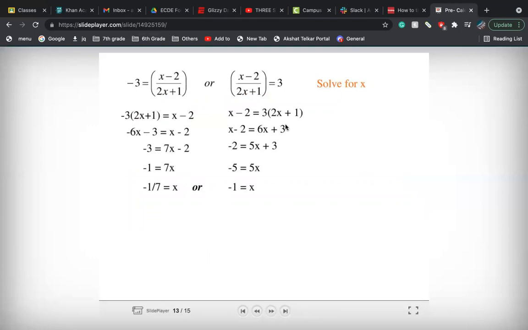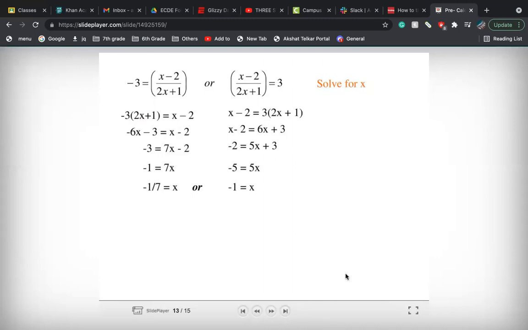And for both solutions, you want to multiply 2x plus 1 by 3. And that will give you x minus 2 equals, I'm looking at the right section right here, x minus 2 equals 6x plus 3. Now you want to subtract x from both sides to give you 5x plus 3 equals negative 2. Subtract 3 on both sides to isolate that x variable. 5x equals negative 5, divide by 5, and x will equal negative 1.